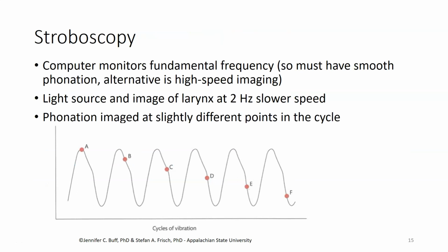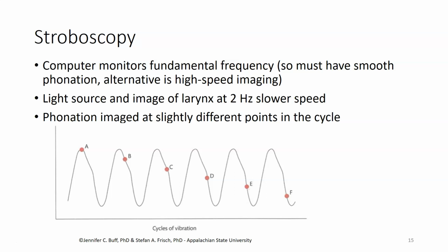One means of getting a view of phonation with just an ordinary video camera is to use a process called stroboscopy. In stroboscopy, a computer monitors the fundamental frequency of the speech. Generally you can only do this when you have smooth phonation, when you're having somebody phonate just a plain old vowel like an E or an Ah. A light source flashes at a speed that's slightly slower than the fundamental frequency of the voice, and this causes the phonation to be imaged at slightly different points within the cycle.